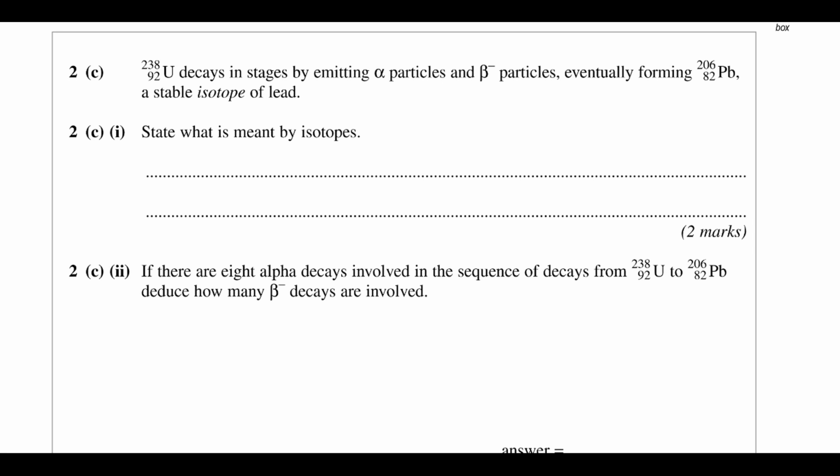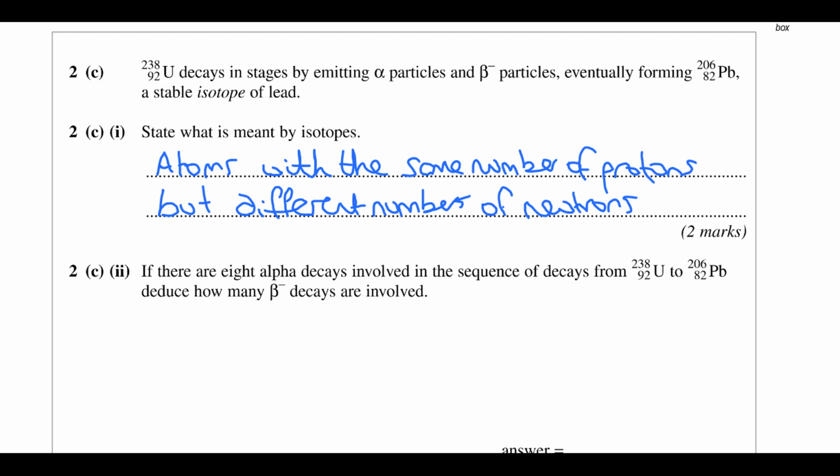So an isotope is atoms of the same element, so they're the same proton number but different numbers of neutrons. So that's what we've got there, and those are the 2 key parts. That's where the 2 marks come from: same number of protons for one, different numbers of neutrons for the second.